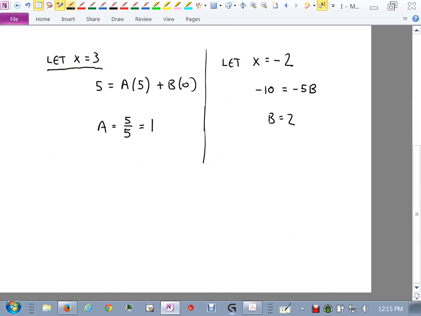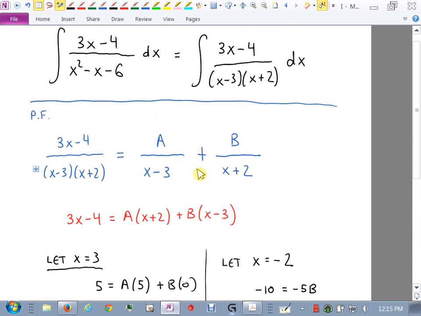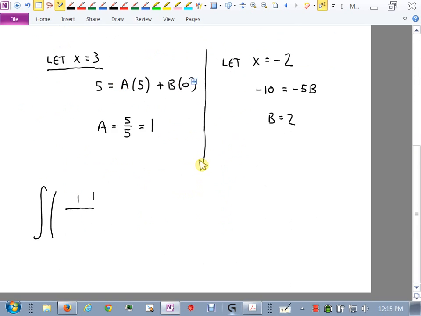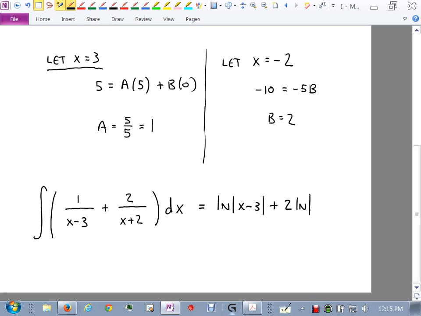So back to that integral. That integral now becomes two separate pieces. It's A, which is 1, over, now make sure you get this correct, A was on top of which factor? The x minus 3. So on top of the x minus 3, and then plus the B, which was on top of the other factor, x plus 2, dx. And do you feel good about integrating those? Okay. Natural log of x minus 3 plus 2 natural log of x plus 2, and plus a constant.